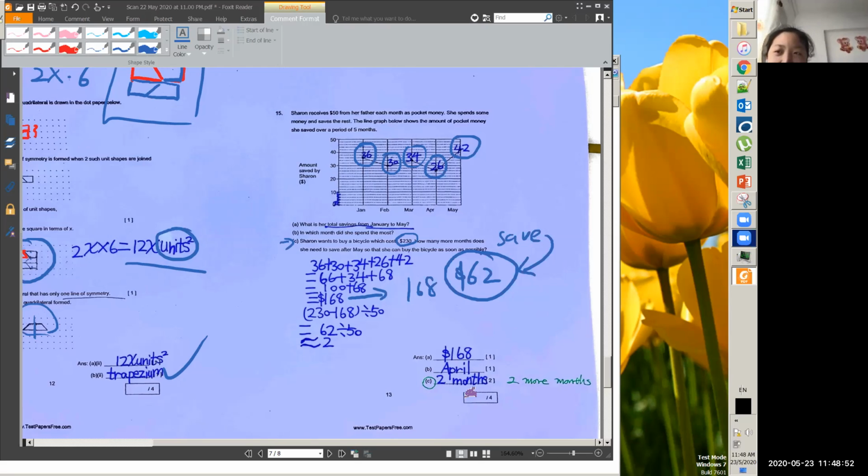Okay, so how many more months does she need to save after May so that she can buy the bicycle as soon as possible? 2 more months, right? Okay, the answer is how many more months? So the answer is 2 more months.